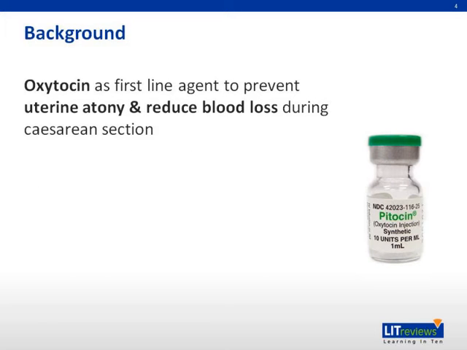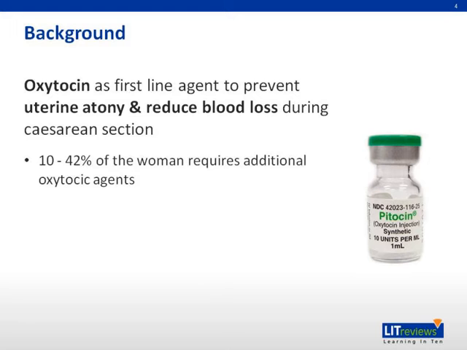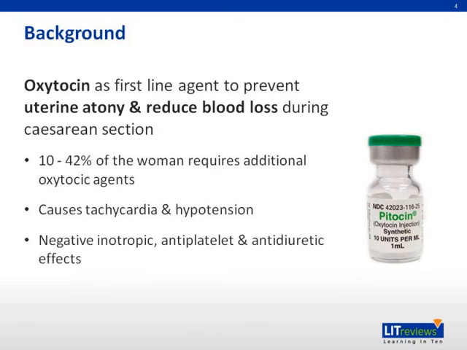Oxytocin is frequently used as a first-line agent in treating PPH by inducing uterine contractions to reduce blood loss. However, oxytocin can only be given intravenously or intramuscularly, and 10 to 42% of women require additional oxytoxic agents. Oxytocin also causes unwanted side effects such as tachycardia and hypotension, as well as has negative inotropic, antiplatelet, and antidiuretic effects. Oxytocin is also light and heat sensitive and requires cold storage, which may limit its use in resource-poor countries.